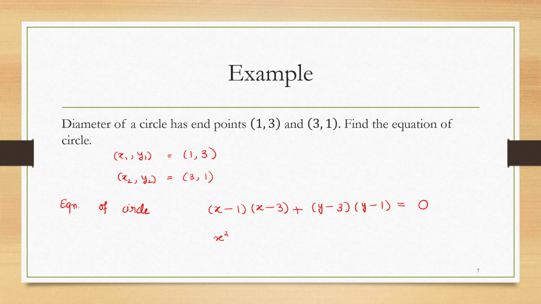Solving this, we get x square minus 4x plus 3 plus y square minus 4y plus 3 equal to 0. That is x square plus y square minus 4x minus 4y plus 6 equal to 0. So this is the equation of a circle having the diameter which has the endpoints (1, 3) and (3, 1).